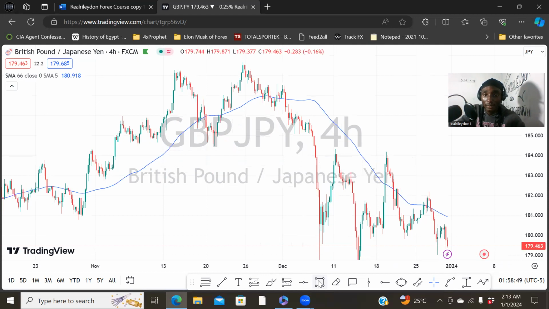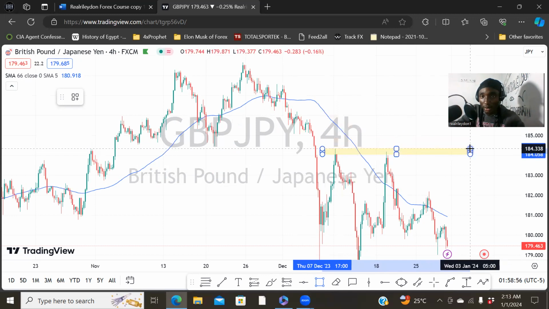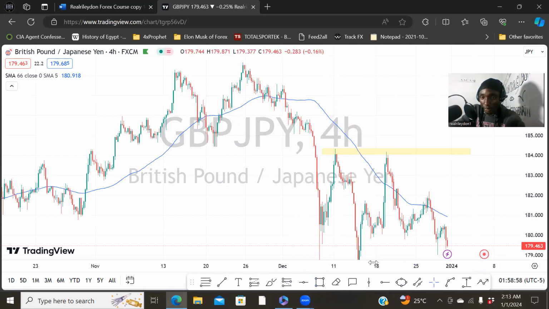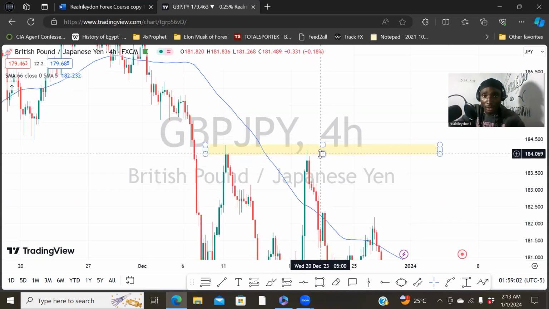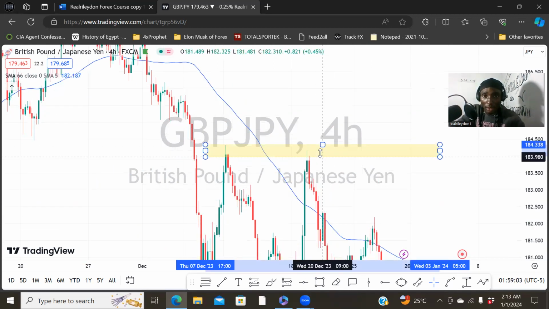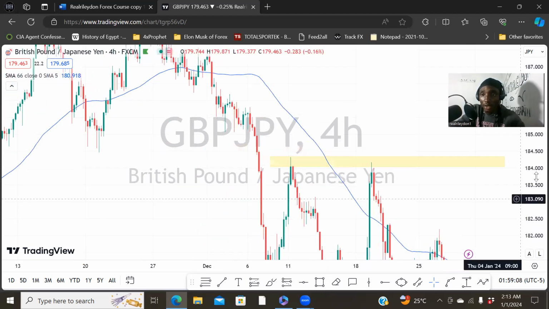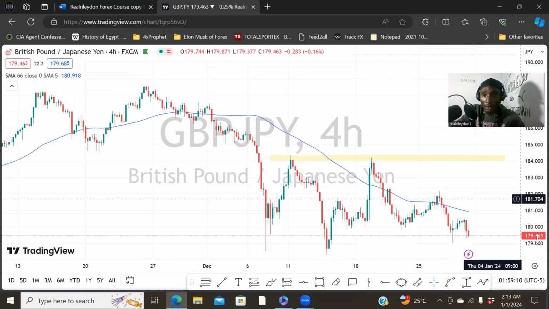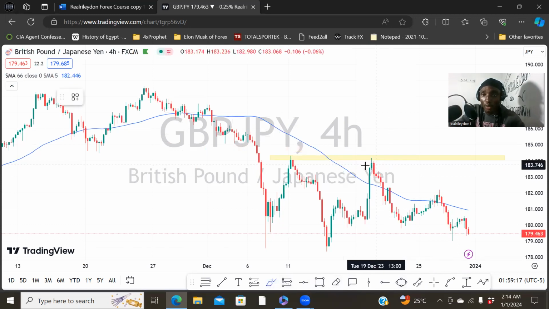Okay, so right here is just resistance. You know that resistance pushes the market down. So as you can see right here, resistance pushing the market down right here. So now we're going to see how we would have caught an entry right here.